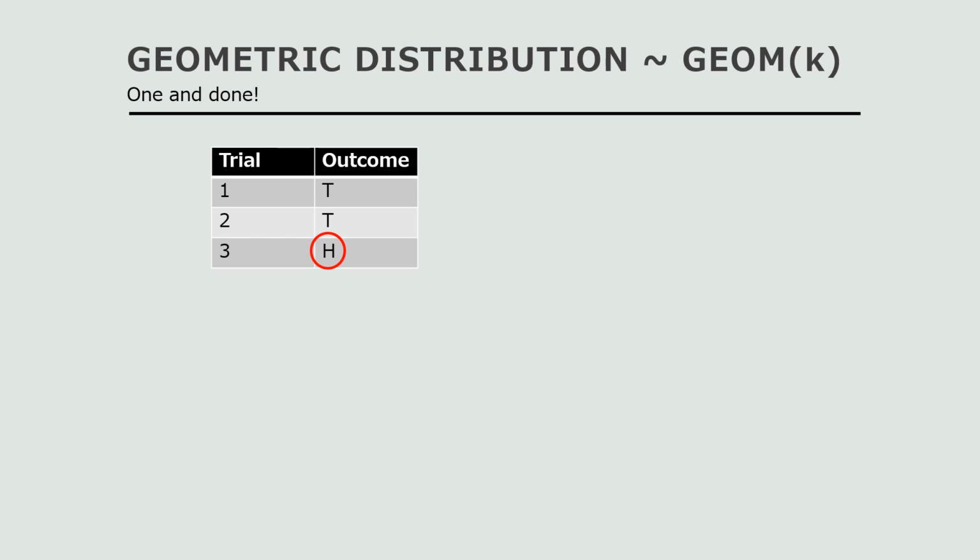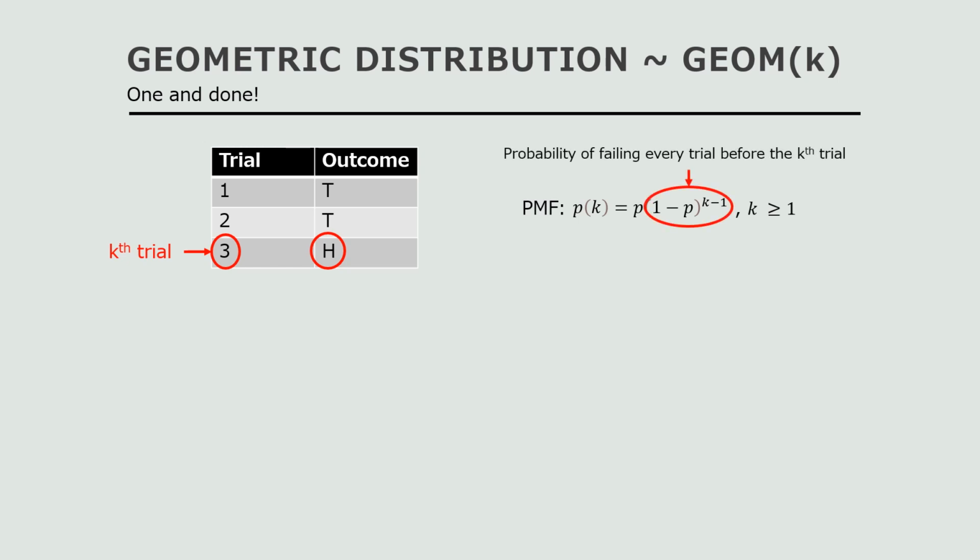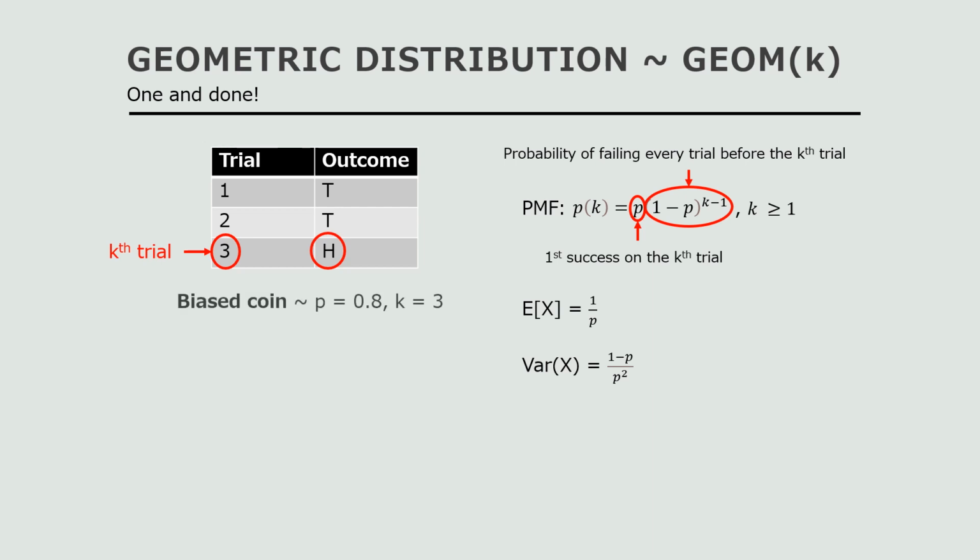Alright, what if we only wanted to count the number of trials until we see one head, one and done? Well, we can use a geometric distribution for this. If we reach the first head at the kth trial, we can write the probability of it happening as shown, with 1 minus p to the k minus 1 as the probability of failing every trial before the kth trial, and p being the one time we succeeded on the kth trial. Expectation is 1 over p, and variance is 1 minus p over p squared. If we flip our biased coin 3 times before reaching one head, then the PMF is as shown.